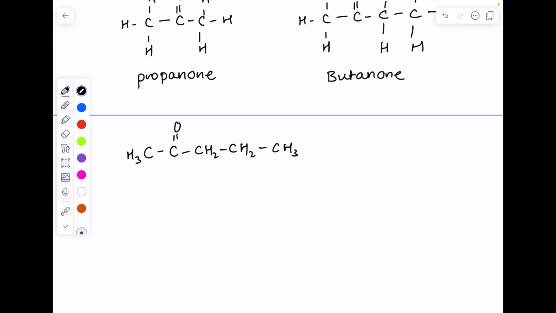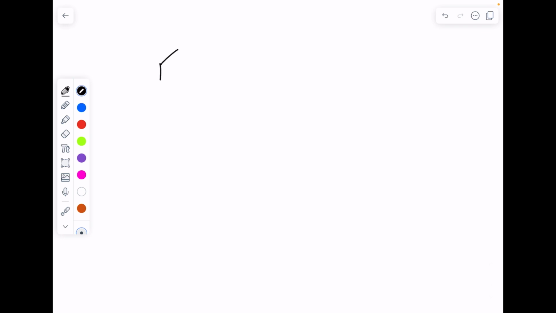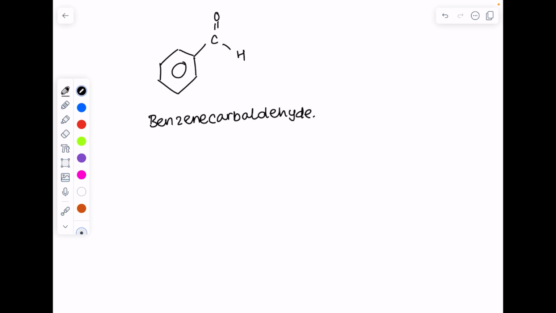So for this larger structure, we need numbers to locate the carbonyl group in the chain. So we can see here that we have 5 carbons. The carbonyl group is on the 2nd carbon, so this is pentan-2-one. One thing to be aware of with the aldehydes, a slight change in their naming, is if you have an aldehyde attached to a benzene ring, which I'm drawing right now, this is known as benzenecarbaldehyde, and we are using the suffix carbaldehyde as soon as a benzene ring is involved.